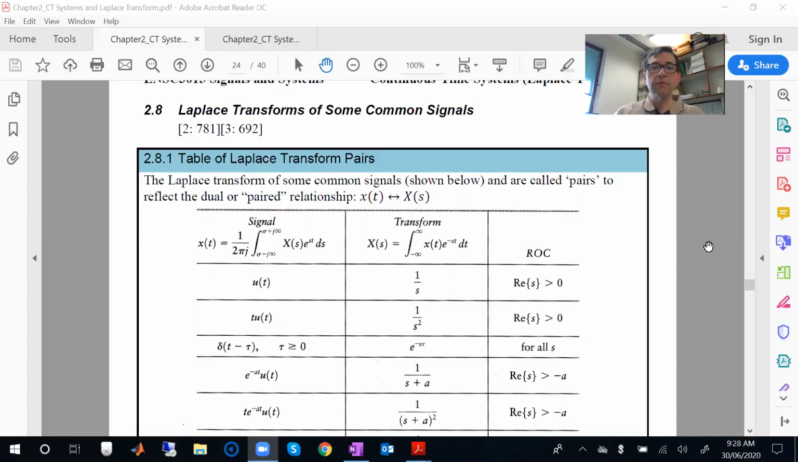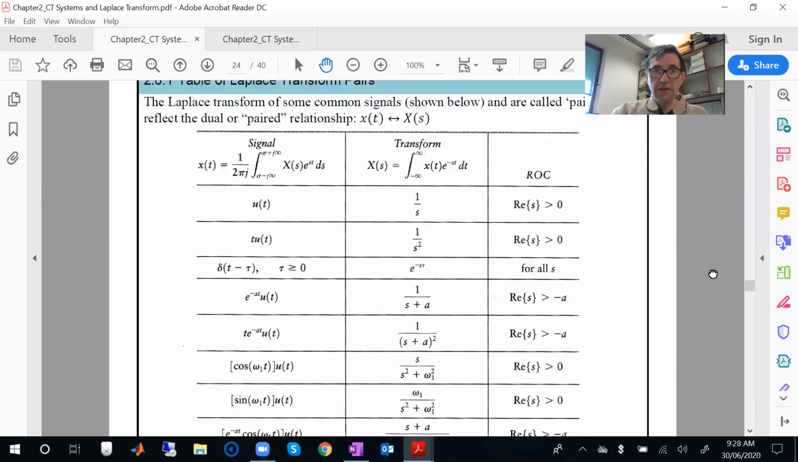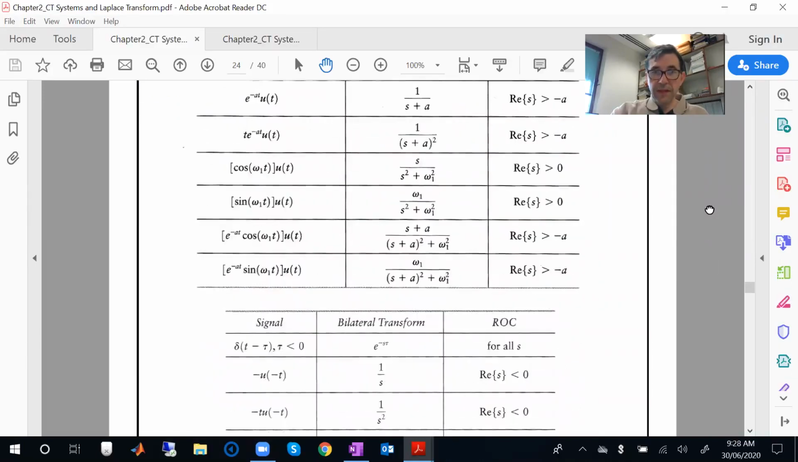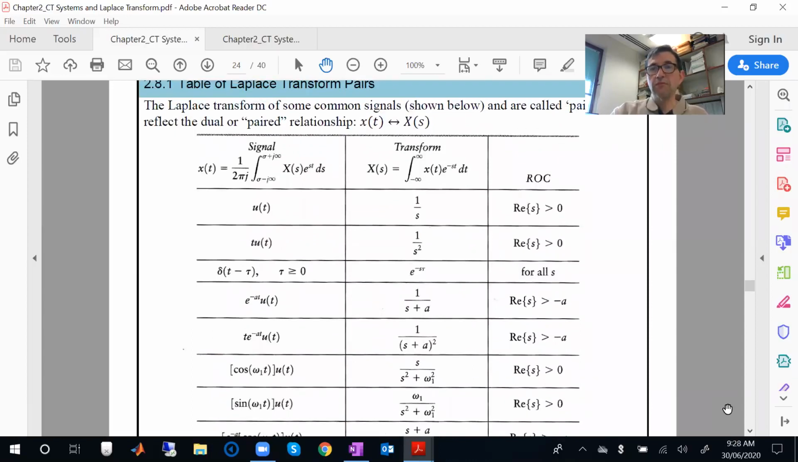And the columns could mean different things. Now, the table I've shown here comes from one of the textbooks. It contains these entries here, and there's another table connected to it. So let's describe what typically you will see in most tables of the Laplace transform. What you see here is the signal function, the function of time. What you see here is the transform of that signal function.